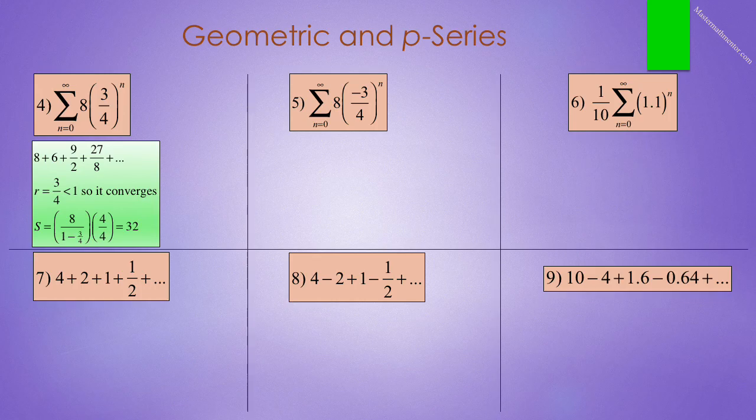And therefore the sum is 8 over 1 minus 3/4. Multiplying by 4 over 4, we get 32 over 4 minus 3, which is 32.